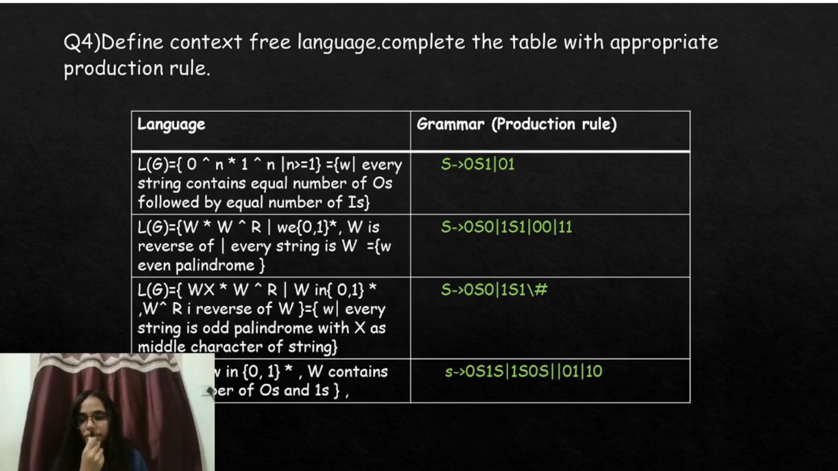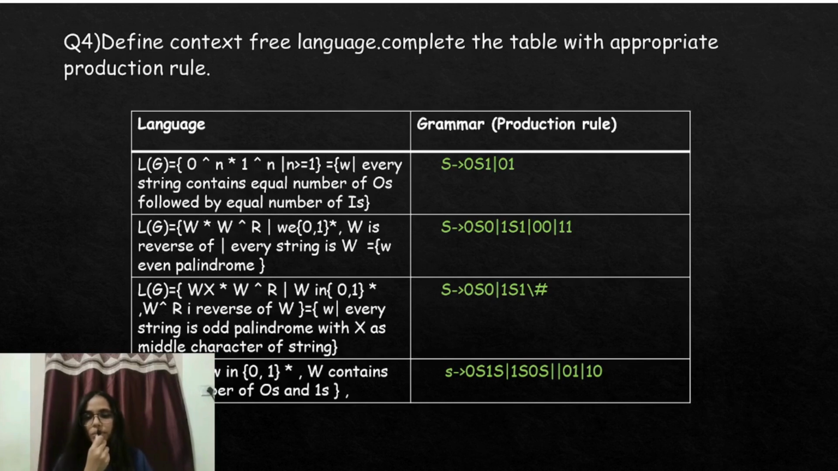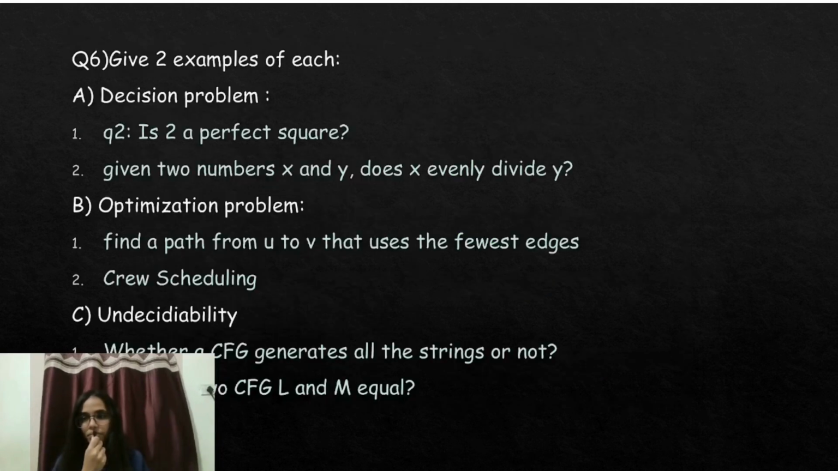The fourth language is W, where W belongs to 0, 1 star. W contains an equal number of zeros and ones. So the corresponding production rules are S goes to 0 S 1, 1 S 0, and terminals are 0 1 and 1 0, as we know that it should contain an equal number of zeros and ones. Now let us proceed to question number 5.